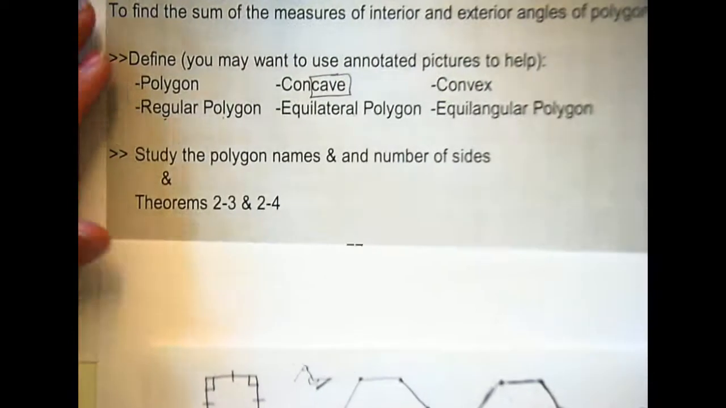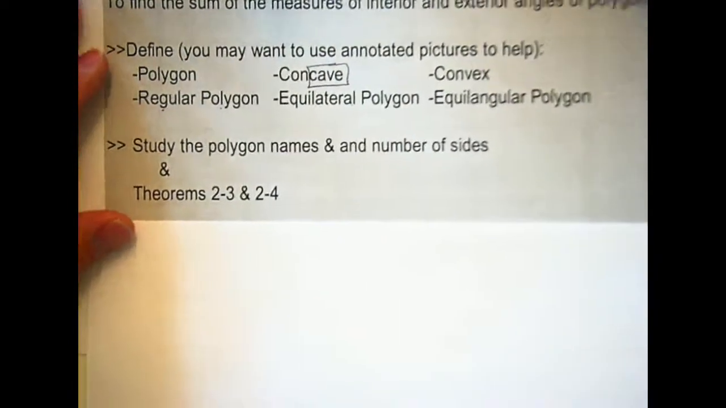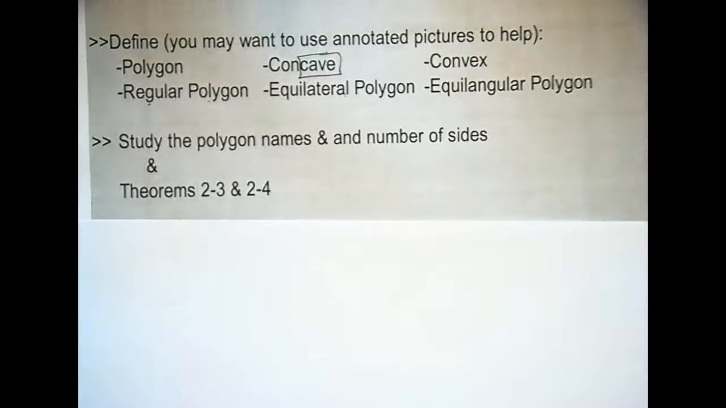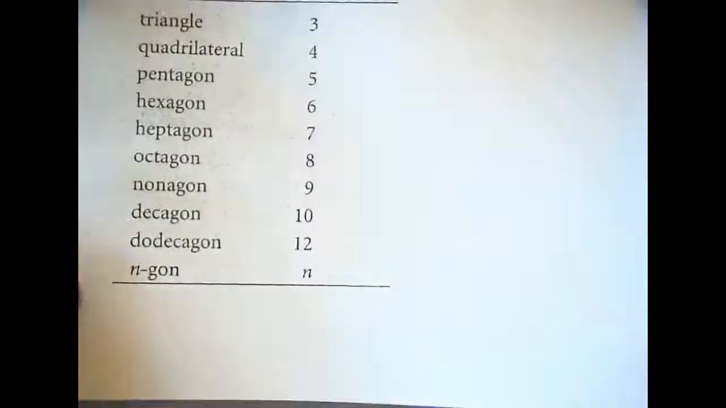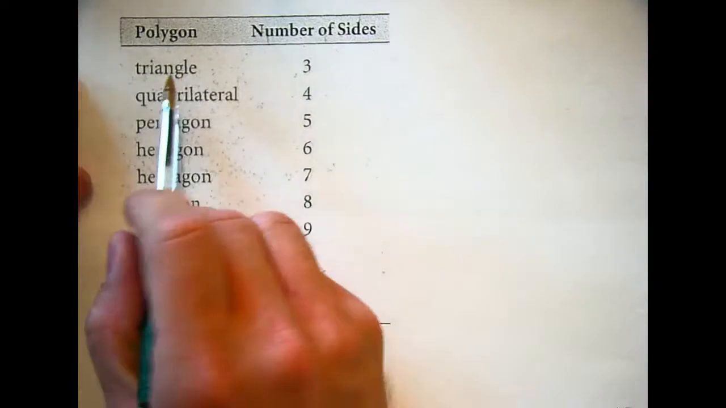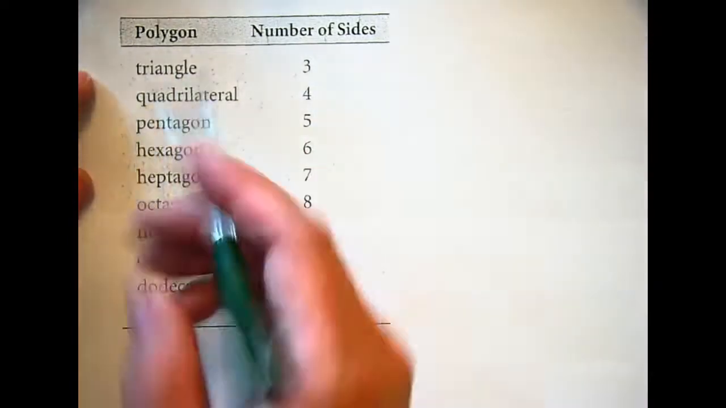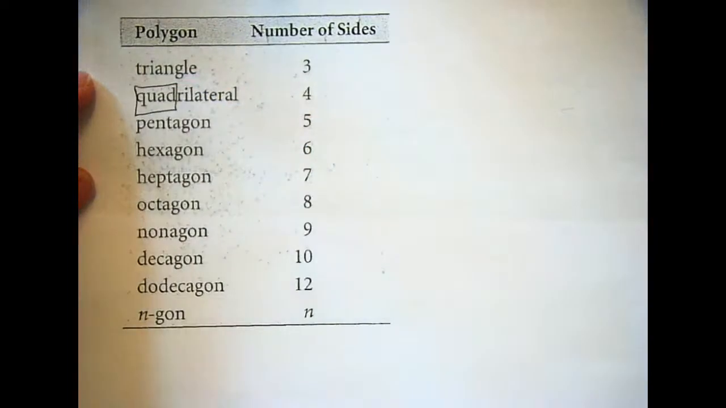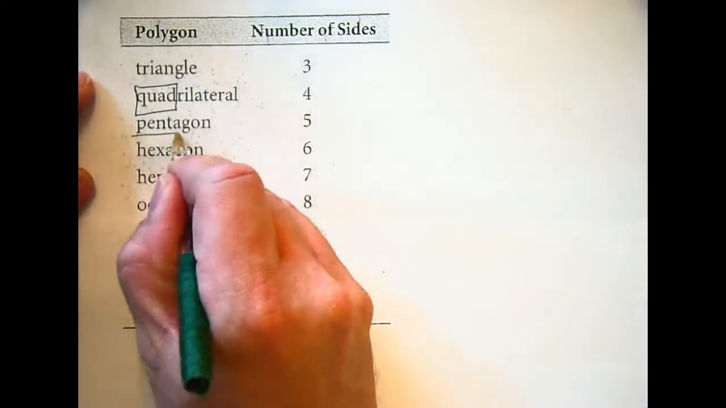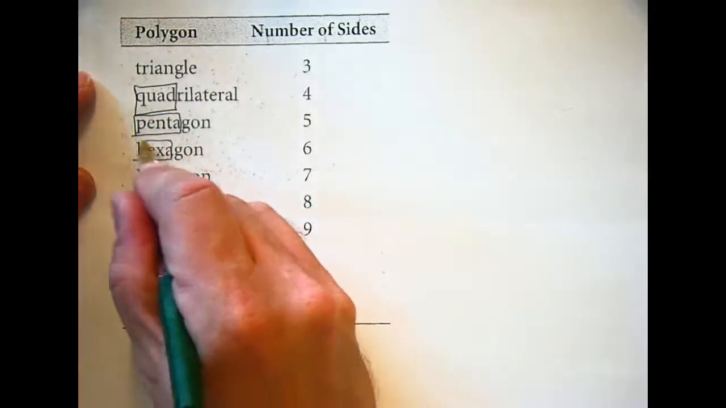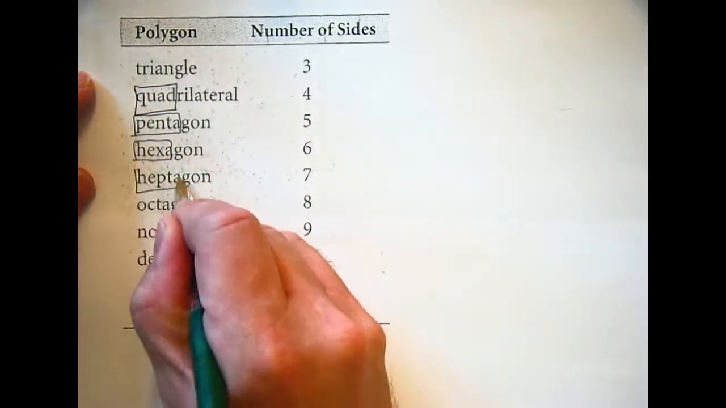We call that math. All right, let's study the names and the number of sides for the polygons, and theorems 2.3 and 2.4. In fact, let me just put up the names real quick. If you want, you can put these in your notes. Some of them you already know, some of them you don't. Triangle has 3 sides. Quad means 4, so quadrilateral has 4 sides. Penta is 5. Hexa is 6, hexagon. Hepta is 7.